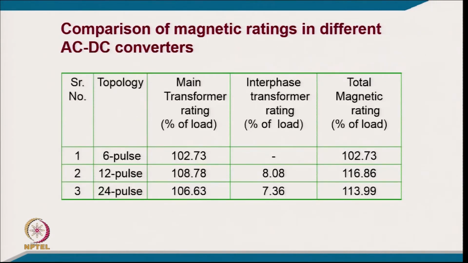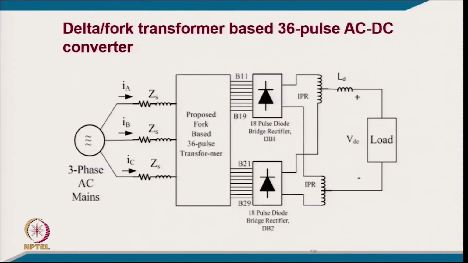That is typically the rating with the isolation. Certainly the rating will be more than 100% here. Why will it be more than 100%? Because you are not feeding sinusoidal current in either the primary or secondary. So, that causes a little increase in the transformer rating even for 6 pulse, where you have only an isolation transformer. But for 12 pulse you require an interphase transformer also, as well as for 24. This shows the magnetic rating of this transformer for 12 pulse and 24 pulse, along with the interphase transformer rating, as a percentage of the load rating.